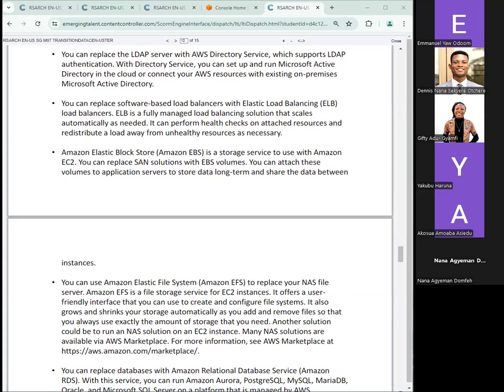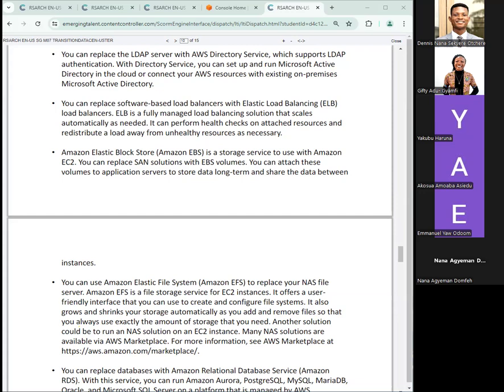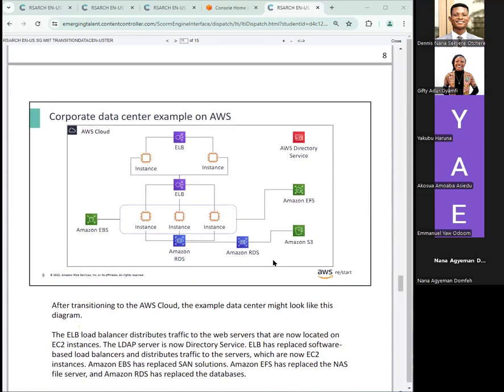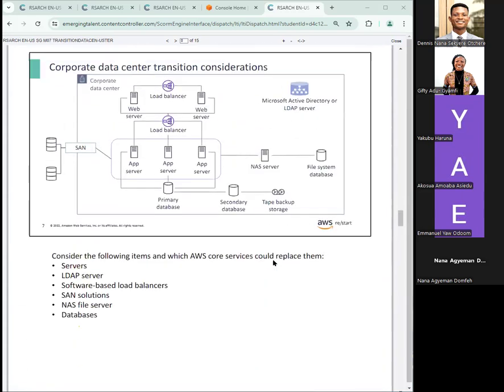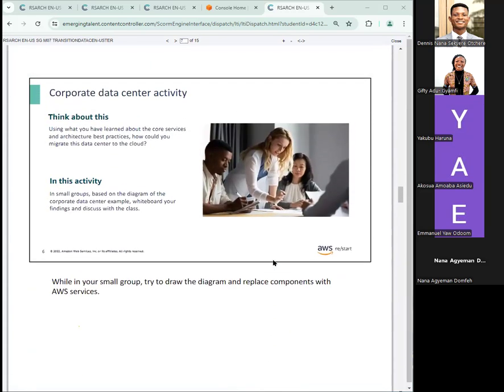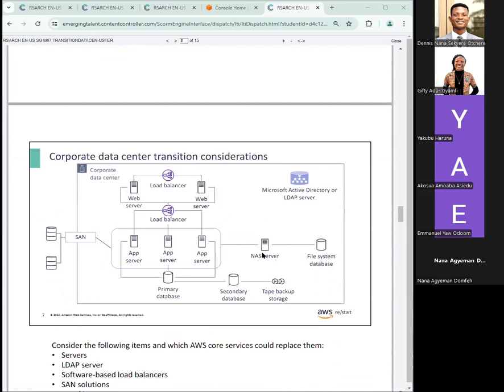Yeah, so my mind was just drawn to this when I read the definition under the EBS. The last part says you can attach these volumes to application servers to store long-term data and share the data between instances. And I just remembered that I've not seen VPC in the setup. And we said VPC is the cloud data center, but I've not seen any reference to VPC in both the cloud and the distro. So please, I don't know if you can clarify.